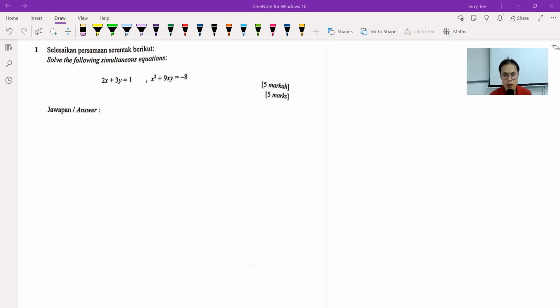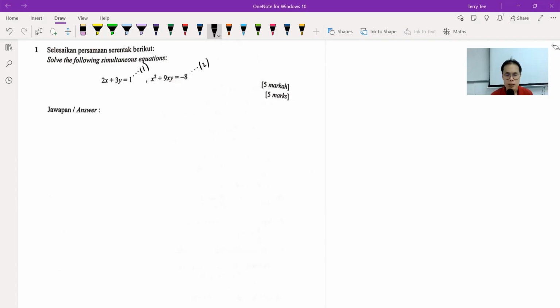Form 4, Chapter 4, System of Equation, and this is actually a simultaneous linear equation with two unknown, one linear, and one non-linear equation. So for a question like this, normally we make the linear as a subject, we rearrange the equation, and then we sub inside the non-linear equation. So here we have two options, either to make x as a subject or y as a subject.